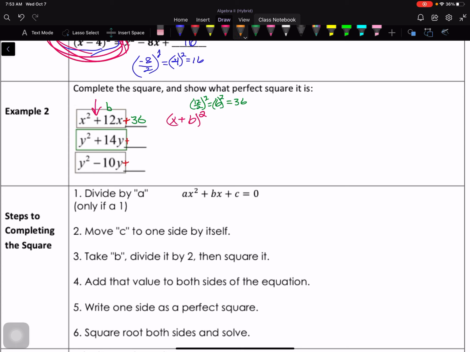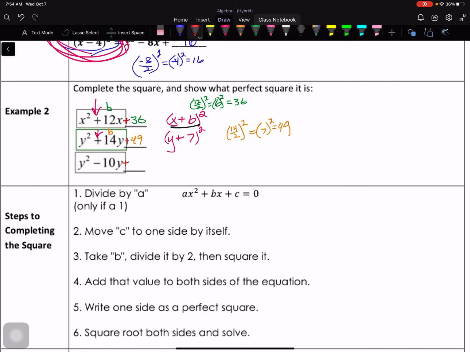Okay, second one. Take half of b and square it. 7 squared is 49, so that's what goes there. To find the perfect square, set this up again. Take your variable, which is y, your first sign, which is plus, and then half of b again, which is 7. That's it.